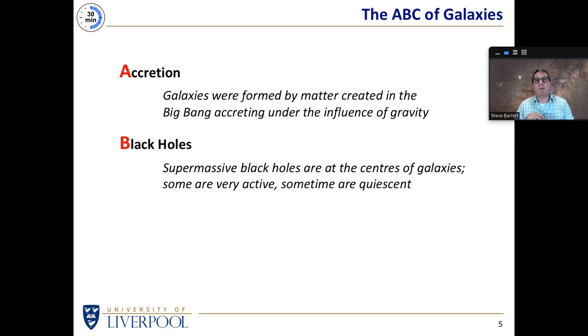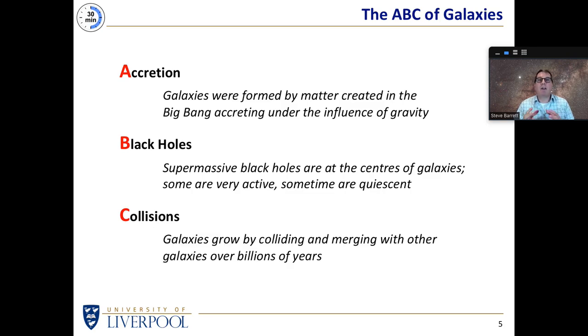energy coming out. The third point that determines how galaxies behave is C for collisions. Collisions and mergers of galaxies over billions of years determine how galaxies grow and how they ultimately evolve. So there's the ABC we're going to talk about.